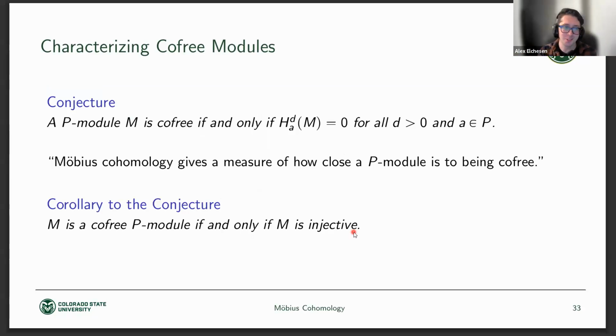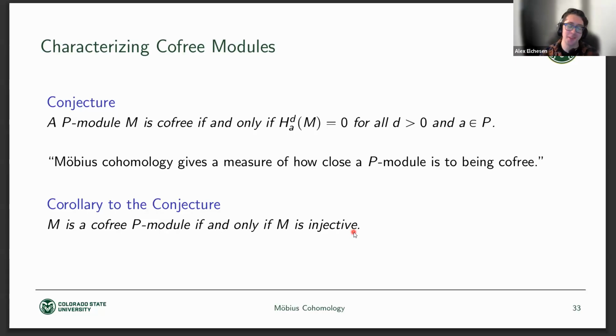Okay, so one direction's easy. Going forward, if our module is co-free, then it's injective. Injective things in a category are always acyclic. They always have trivial cohomology because you can use them to construct injective resolutions, but if you're injective, then you get an injective resolution of length 1. And then when you take homology of that, you get something trivial. So it's the reverse direction that's potentially non-trivial. If something has all trivial Möbius cohomology, does that mean it's co-free?